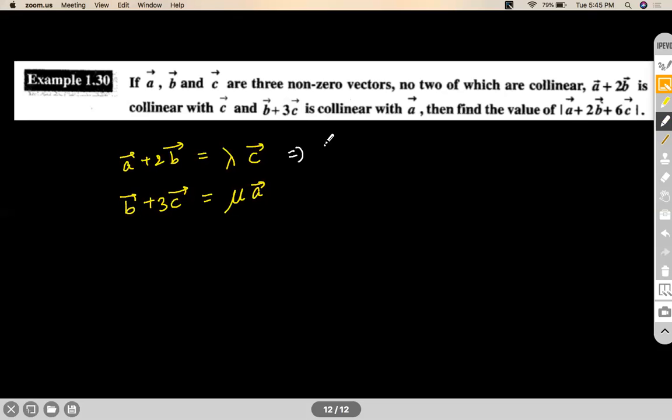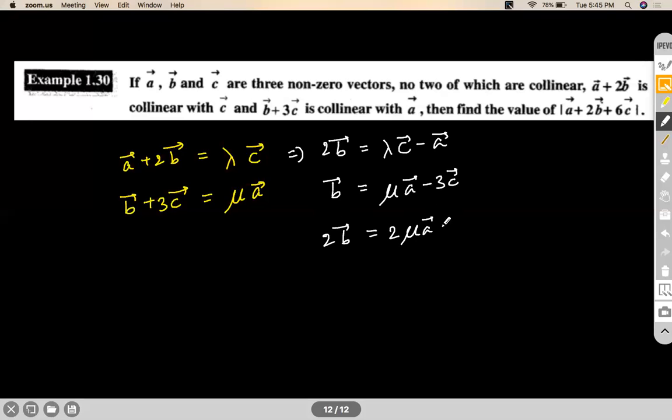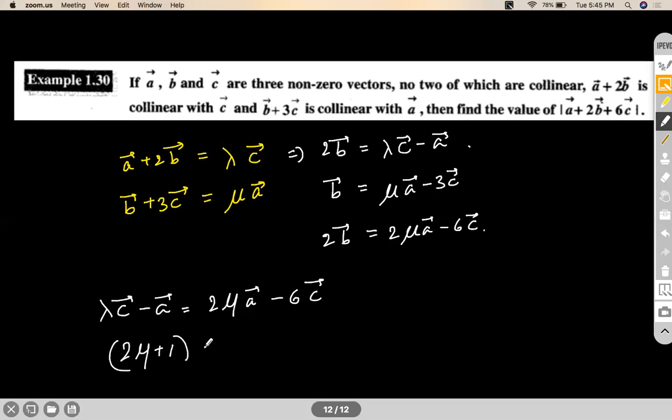So from here I can say 2B is equal to lambda C minus A. And from here I can say B is going to be mu A minus 3C. In other words, 2B is going to be 2 mu A minus 6C. Compare these two. So lambda C minus A is equal to 2 mu A minus 6C. In other words, (2 mu plus 1)A equal to (lambda plus 6)C.